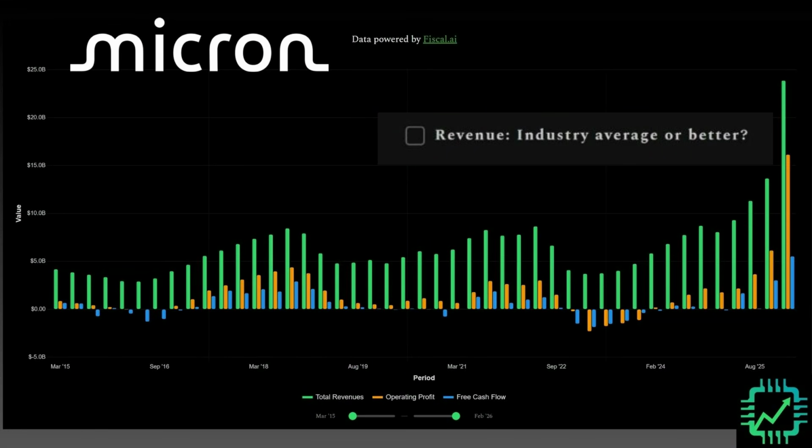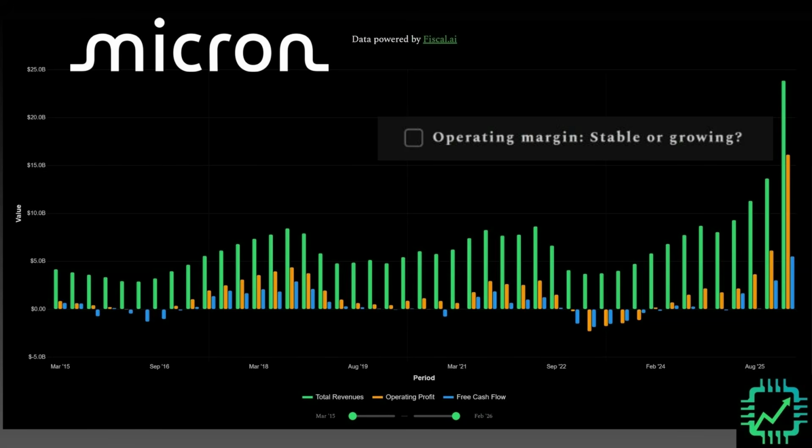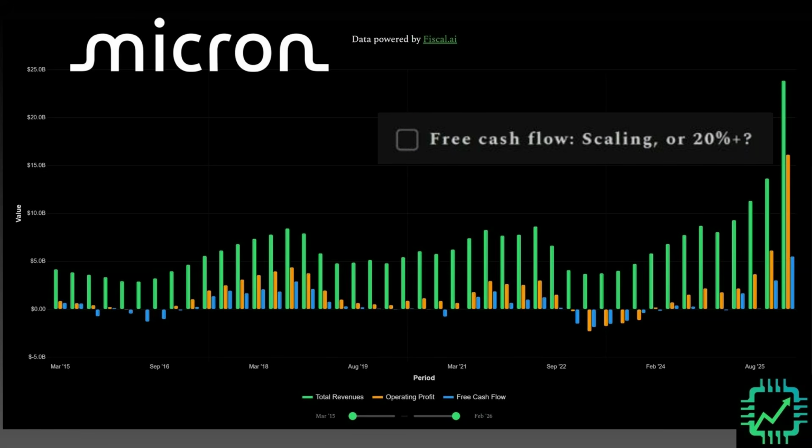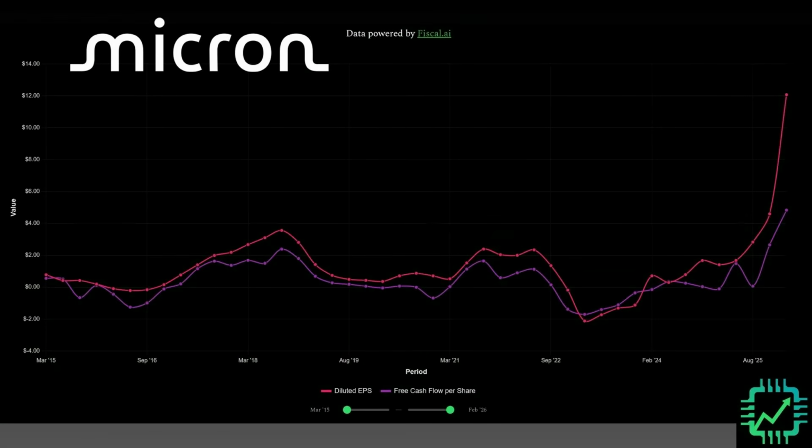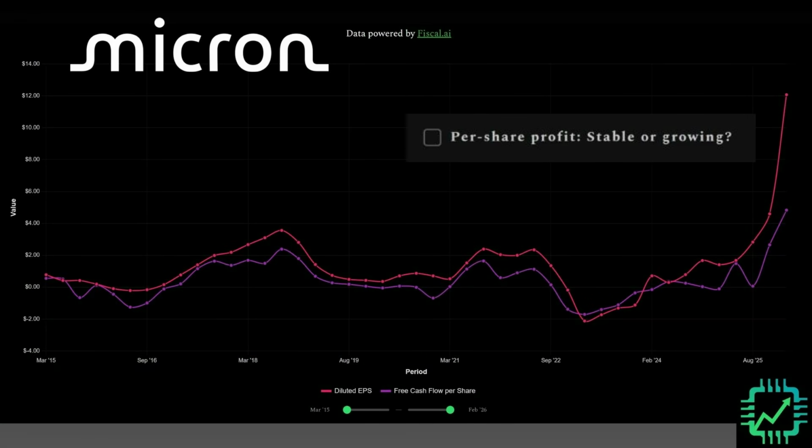They are definitely participating in a secular growth trend right now. Revenue is through the roof. Operating profits, I think we can confidently also give that a green check mark. And free cash flow, just fine as well. It's lagging behind, remember, because they're building those fabs all over the place. But yeah, first 3 boxes are a check. How about the per share growth metrics? Per share profit also through the roof. Great lines there. We can give that a green check mark.